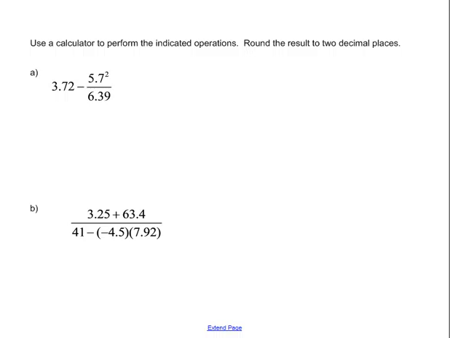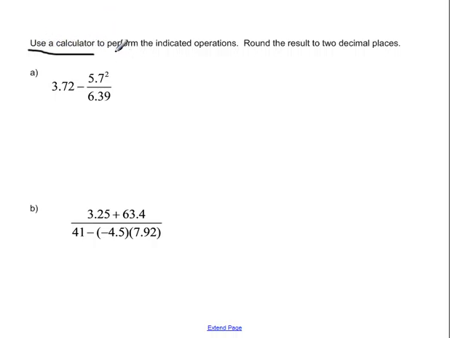Use a calculator to perform the indicated operations. Round the result to 2 decimal places. So as we look at these problems to work, notice that they're telling us to use a calculator, and we can see how the calculator is going to be really helpful because we've got lots of decimal numbers running around here. Having to work all these operations by hand would be pretty tough. So we could do it, but it would just take a lot of time. So we're grateful for the tool that we get to use, the calculator here.